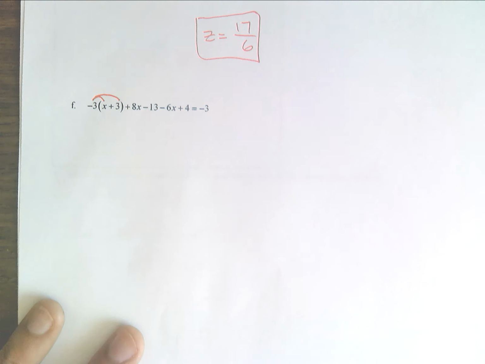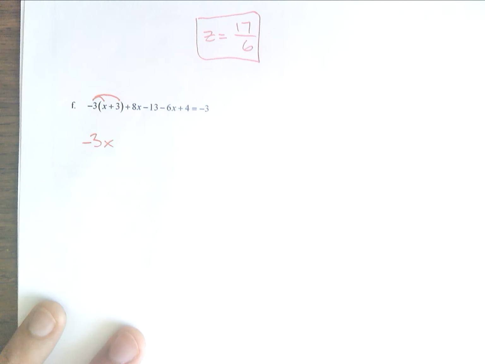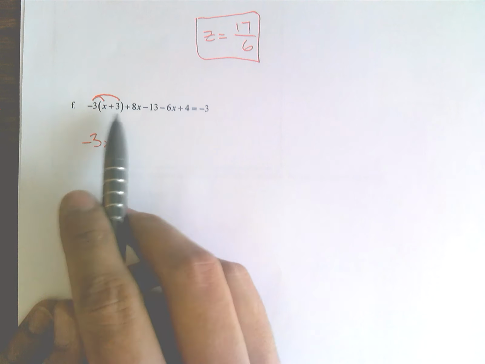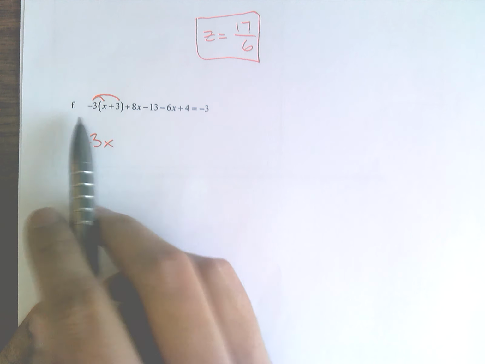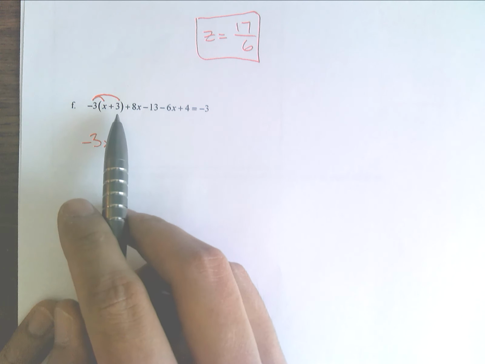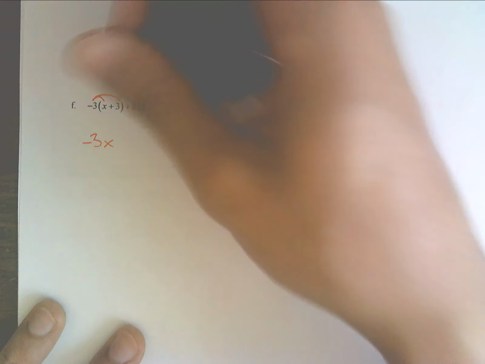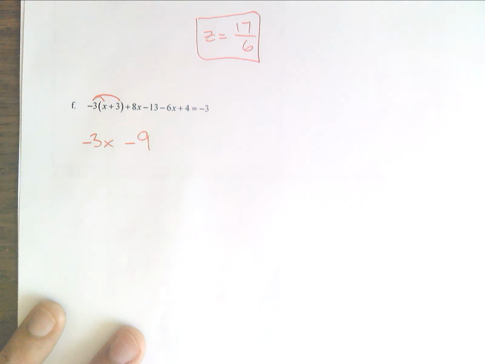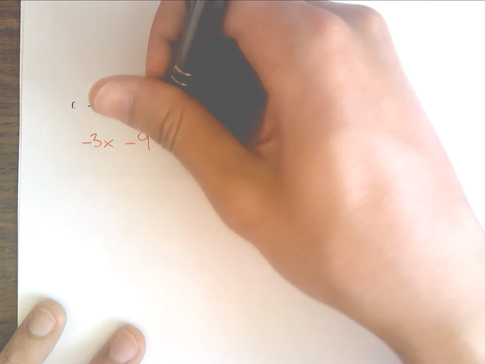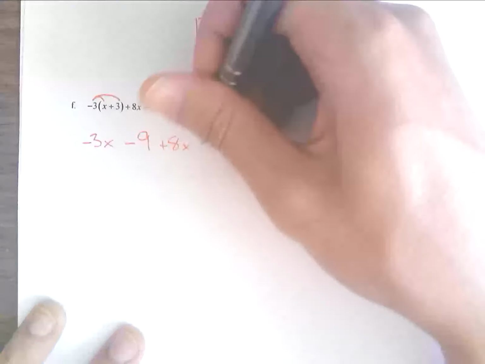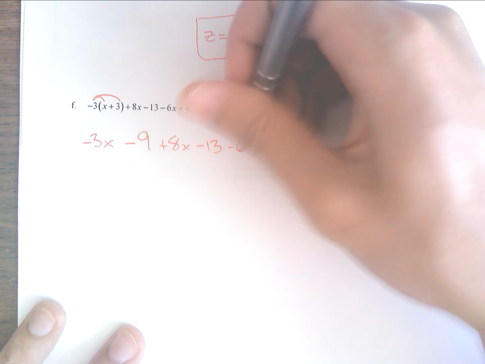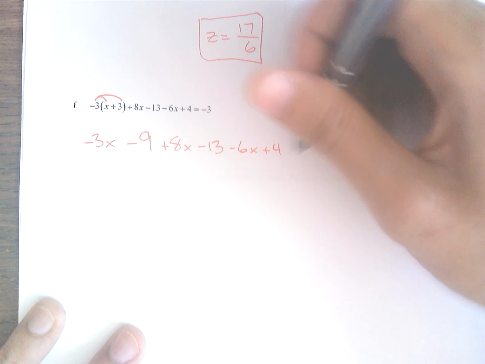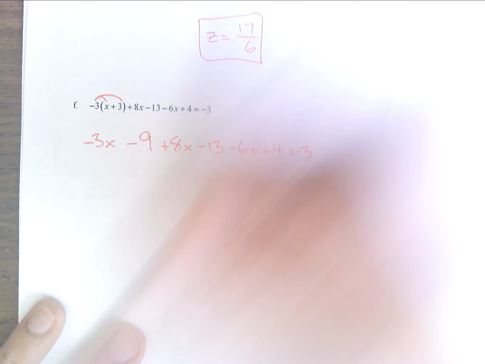So negative 3 times x is negative 3x. And then we have negative 3 times positive 3. So negative times a positive is a negative. And 3 times 3 is 9. So we have negative 9 or minus 9. We'll bring down the rest. Plus 8x minus 13 minus 6x plus 4 equals negative 3.